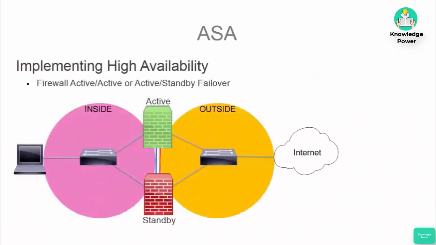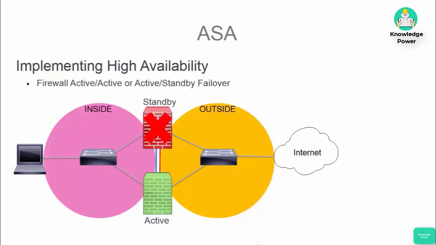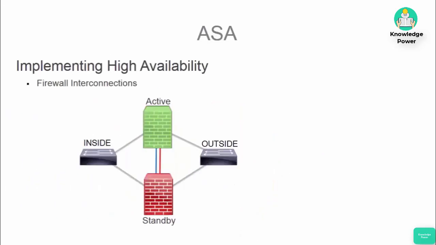In active standby mode, one ASA is active operationally. Configuration and connection state changes are replicated to the standby ASA for stateful failure recovery. If an active ASA fails and goes down, the standby ASA will go active and take over the role as the primary ASA.